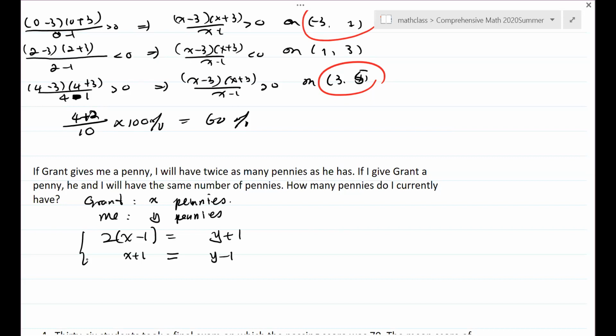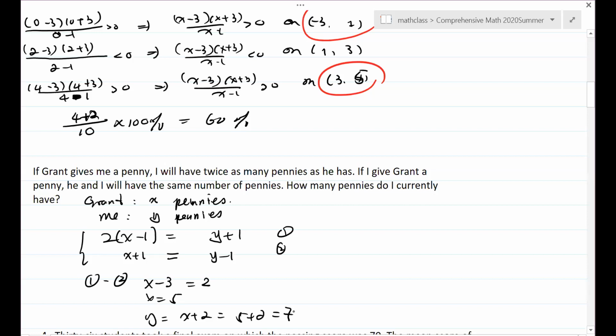So how about equation 1 minus equation 2? I have 2x minus x, just x. Negative 2 minus 1 will be negative 3, and this side will be 2. So x is going to be 5. Once you get 5, you can get the y value. By the second equation, y is x plus 2, so 5 plus 2, which is 7.